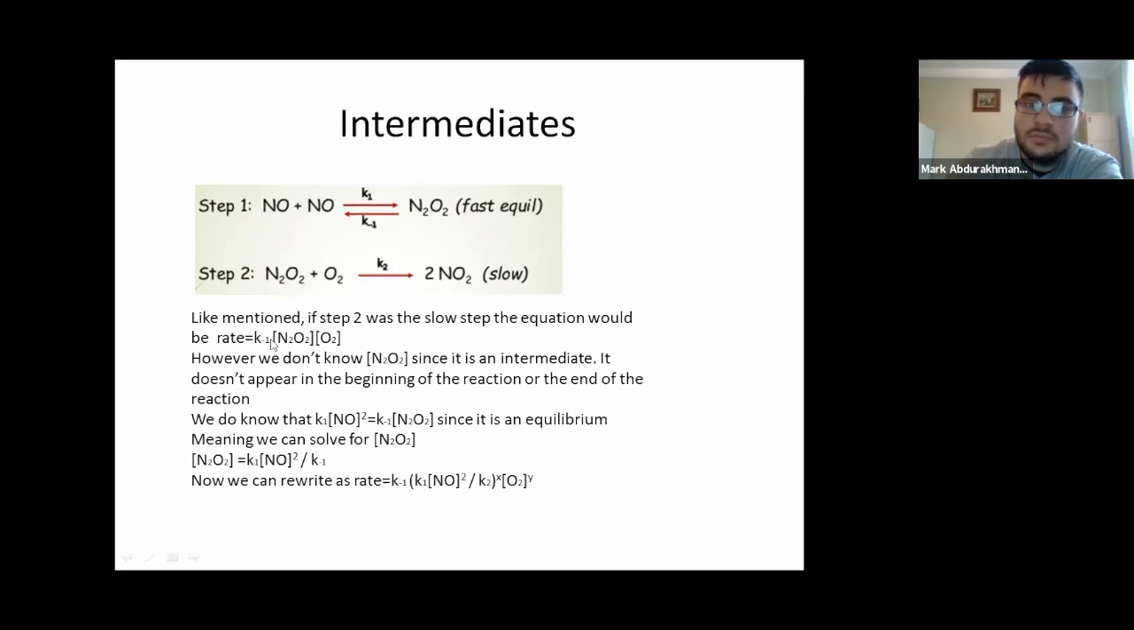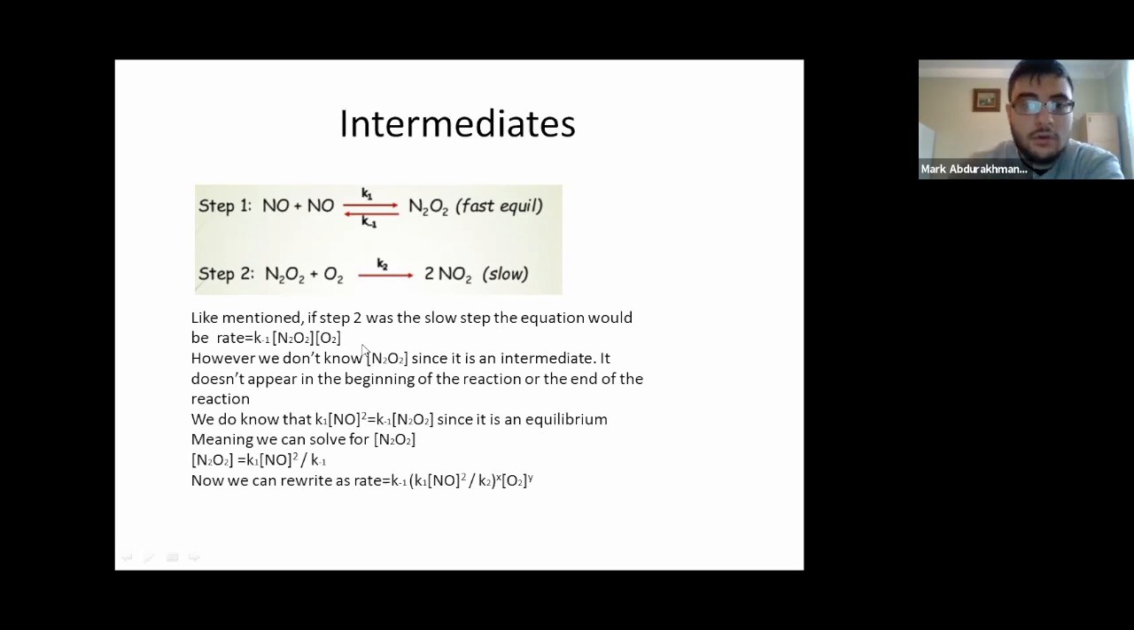So like I mentioned, if step 2 is a slow step, this is supposed to be k2 here. Let's see if I can fix this. Okay, so it would actually be k2. I don't want to fix it because it may cause errors, but I will fix it when I give out the PowerPoint to you guys. This should be k2 times the concentration of N2O2, right? This would be the rate law. If this was a slow step, this would be the rate law of the whole equation. But like I mentioned, we don't know what the concentration of N2O2 is, and it's an intermediate, so it doesn't appear in the rate law.